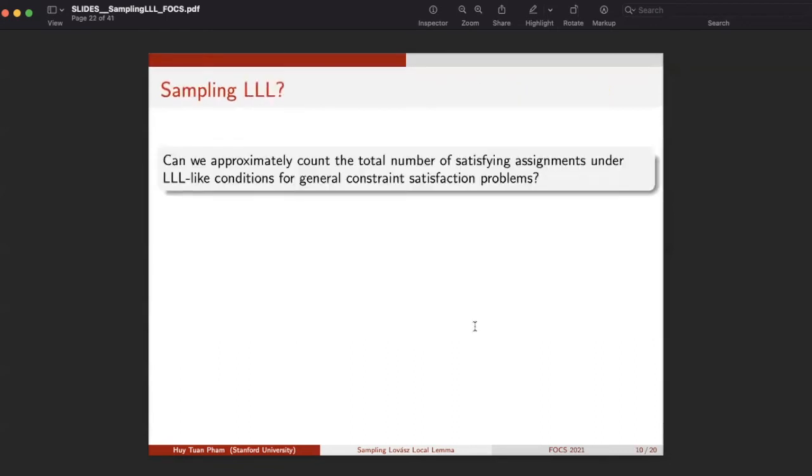Okay, so far we have discussed specific applications of the Lovász local lemma. But let's recall that the Lovász local lemma applies very generally to constraint satisfaction problems with no assumption on the structure of the constraint satisfaction problem. So can we achieve a sampling version of the Lovász local lemma where we can count or sample under a condition that is like the LLL condition with no further assumptions?